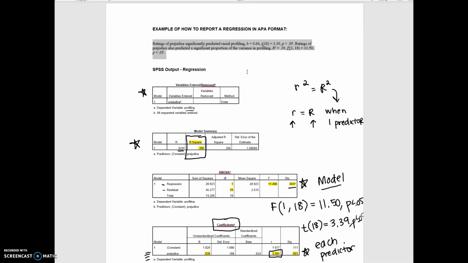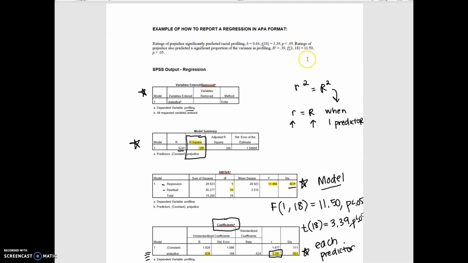So here, ratings of prejudice, and because it was significant, we can say significantly, and this is the significance because this is looking at the individual predictor, significantly predicted profiling. You include the slope, which came from the unstandardized coefficient, and t, the degrees of freedom. Remember, this degrees of freedom is n minus 2, and t equals 3.39. That was found here. And p is less than 0.05. That's why we said it was significant.